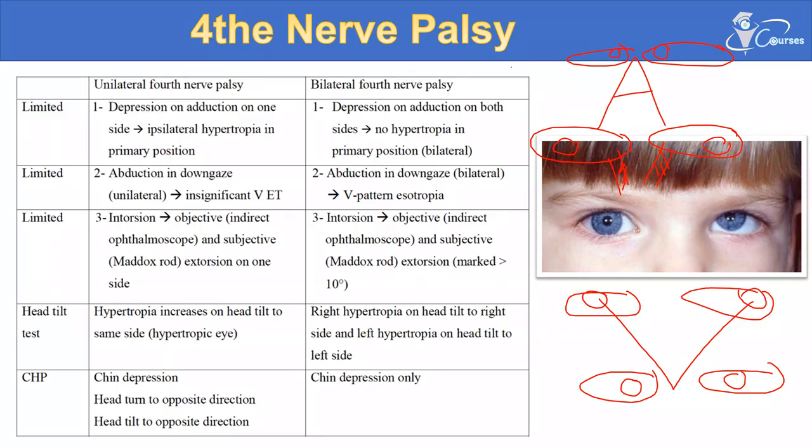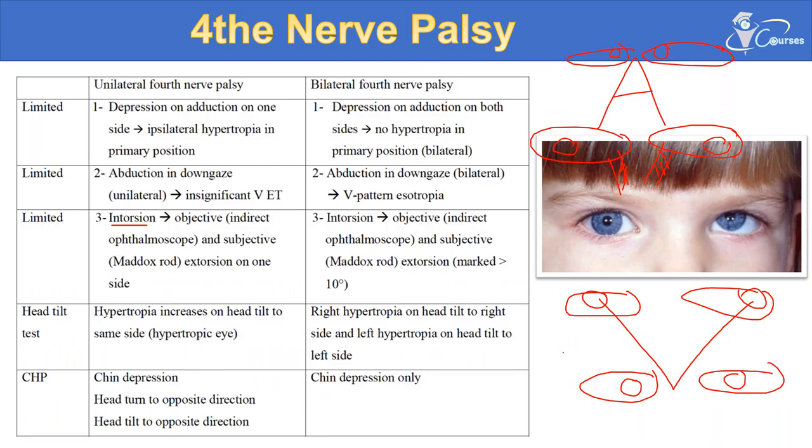This V pattern is more prominent or more obvious when the patient has bilateral fourth nerve palsy rather than unilateral fourth nerve palsy. In both occasions, there will be limitation of intorsion because the superior oblique is an intorter muscle. And this will be an objective test that can be done in order to detect this intorsion. So there will be excyclotorsion of the fundus.